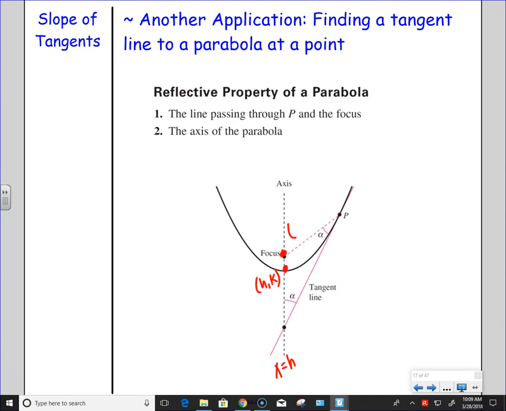guys, hold on and help. What could I say as the equation of the point for the focus based on what you see? How would I find the focus?